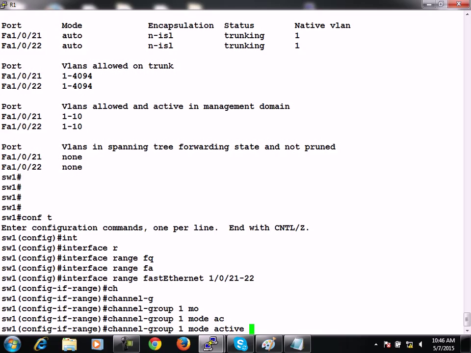If you are going to configure LACP between two switches, then you must configure active at least on one end, right? One end must be configured in active mode. If you have configured mode passive on both ends, then definitely your etherchannel will never come up, right? However, you can configure your mode active on both ends. There will not be any problem. But it will depend on the question.